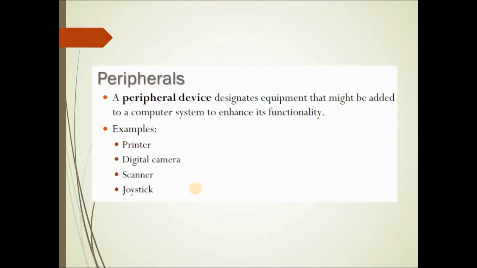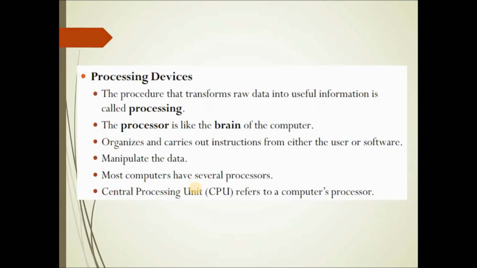These are the hardware. Peripheral means add-on, that is, you can add it if you want, like a printer, digital camera, scanner, joystick. So peripheral devices designate equipment that might be added to a computer system to enhance its functionality. Processing device: the main one in the system is the CPU, central processing unit. The procedure that transforms raw data into useful information is called processing.